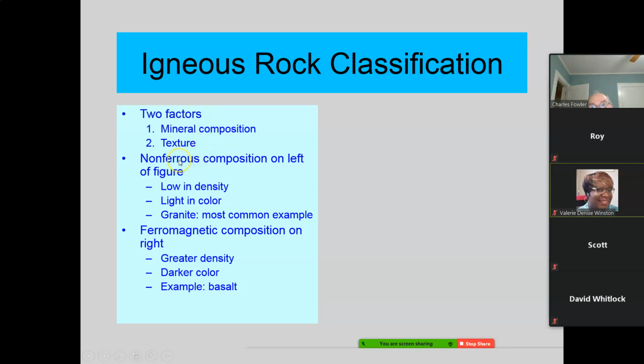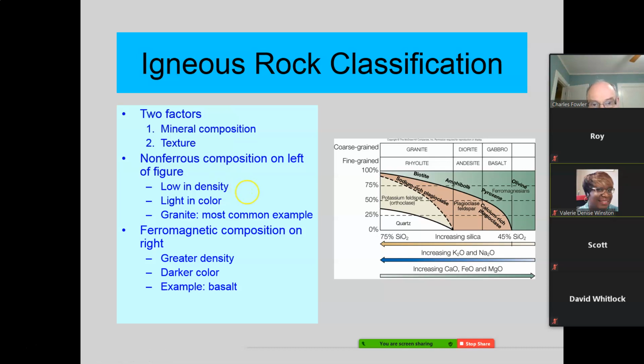Well, is it high iron content, non-ferrous composition? Now, they're talking about a figure. Let me show you the figure. Here's the figure. Over here, and they did it on purpose, the light-colored side of this slide is the low iron content. The darker means more iron. The lighter means less iron, more silica. Remember? Down here, lower silica. Up here, higher silica. Here, lighter.